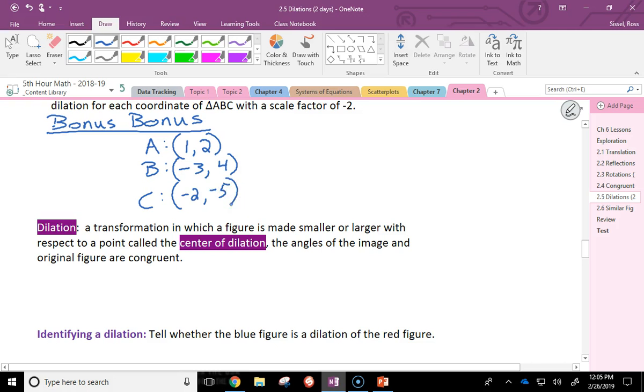Okay, write this down first. This is going to be your starting point. Everyone's going to write this down. The triangle that I have graphed is located at point A is 1, 2. B is at -3, +4. And C is -2, -5. So I've made a triangle.